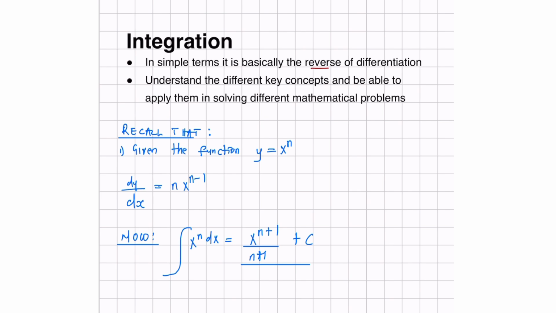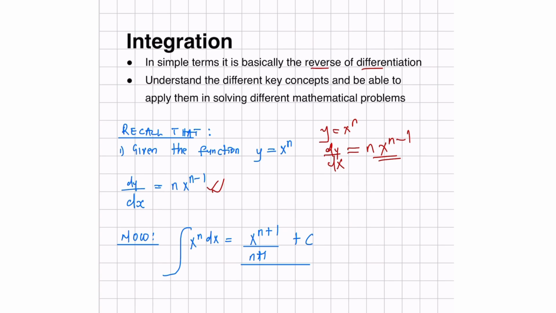So remember that when we're looking at differentiation, when you're given a function y is equal to x to the power of n, and you're asked to differentiate this, you're going to get dy over dx is equal to, you bring down your power n, x to the power of n, then you subtract 1 from the power as your derivative. So this is what I have illustrated here.